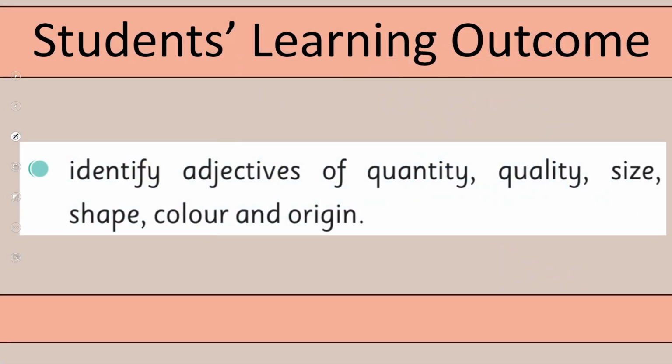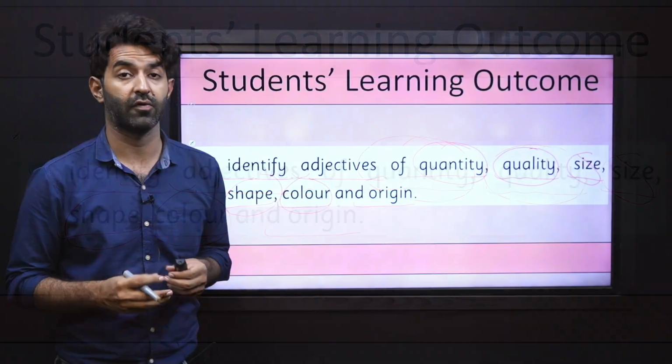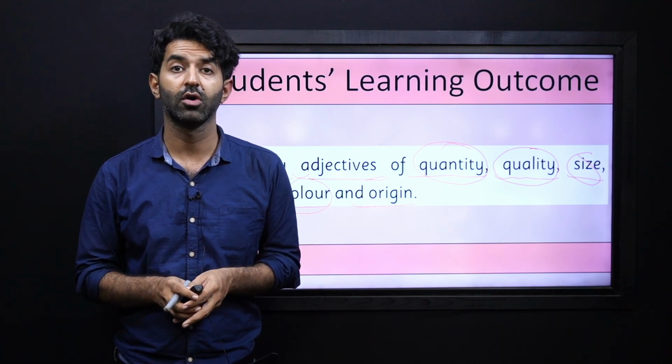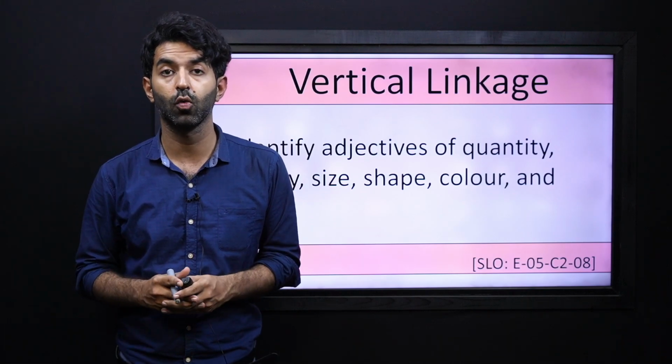So my dear learners, our SLO is to identify adjectives of quantity, quality, size, shape, color, and origin. Now, let's see how many do we have. 1, 2, 3, 4, 5, and 6. So yes, 6 different types of adjectives. They are used for different things, for different scenarios. Now let's see what we are supposed to do. Here is a vertical linkage. As you can see, it links your SLO with the previous grade.